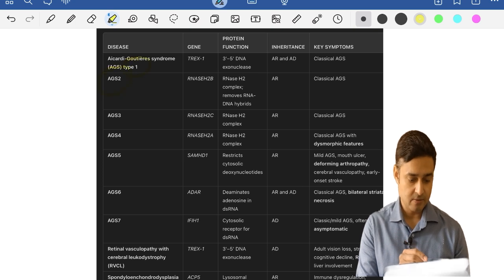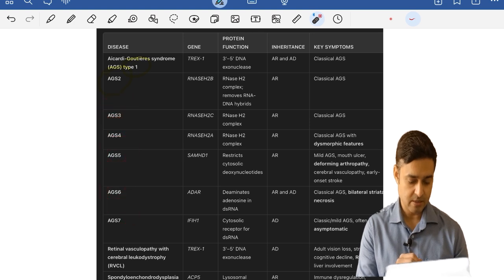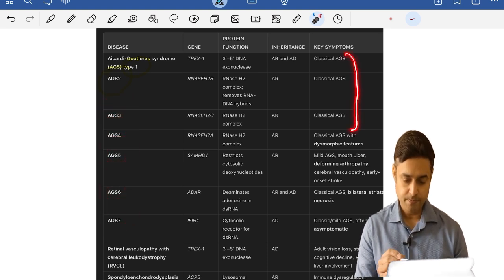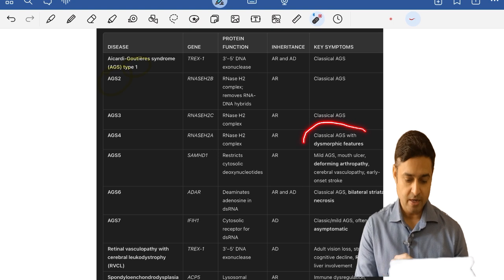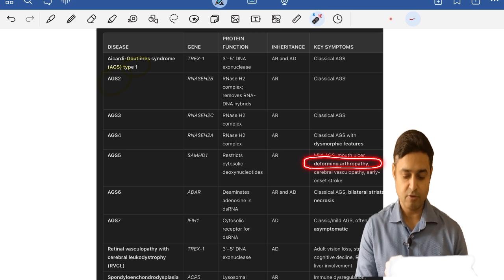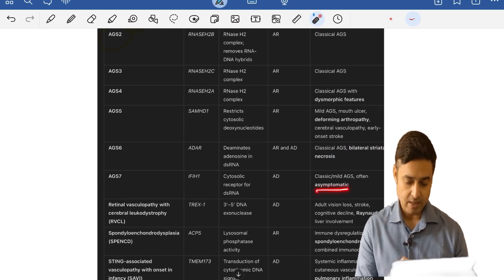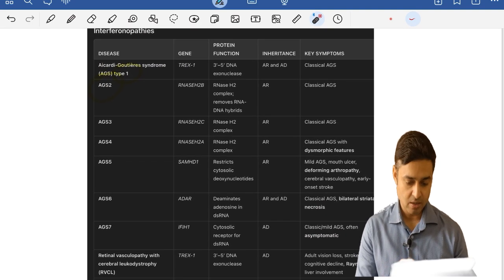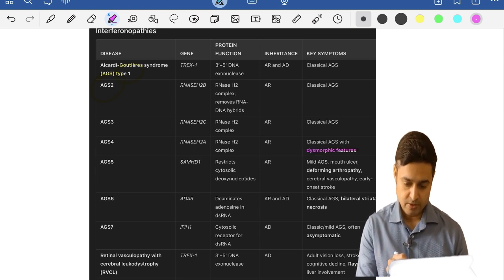So AGS has variants 1, 2, 3, 4, 5, 6, 7. Just go through them, and 1, 2, 3 are the classical AGS variants. Which variant is associated with dysmorphic features? AGS5. Which is associated with deforming arthropathy is AGS5. And bilateral striatal necrosis is associated with AGS6, and AGS7 is asymptomatic. Okay, you have to remember this. I will highlight for AGS, as we can see now, with dysmorphic features, yes.